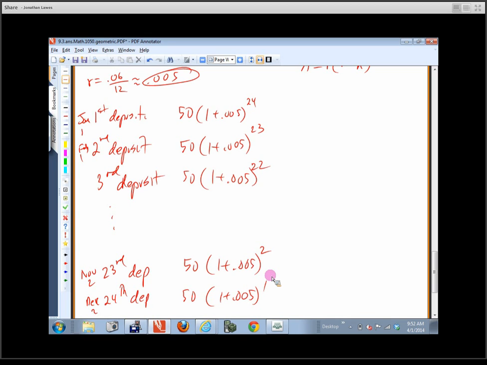Isn't this a geometric series? Okay, isn't this the sum from n equals 1 all the way to 24 of 50 times 1.005 raised to the n? And what's the formula for the sum of the first 24? A times 1 minus r raised to the 24 over 1 minus r. Okay? All you have to do is figure out what's the common ratio. You might be able to look at it and tell that. And what's the first term. Okay? All right, I'll leave that for you to figure out.